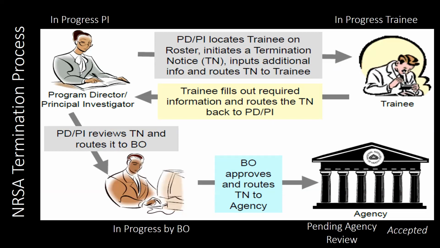And so you can see here, you go from the PI, and then they route it to the trainee. The trainee fills in their scientific information, the other information. Then the PI routes it to the business official. And then the BO routes it to the agency. Of course, this is for T32s.